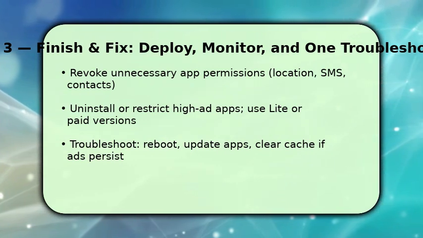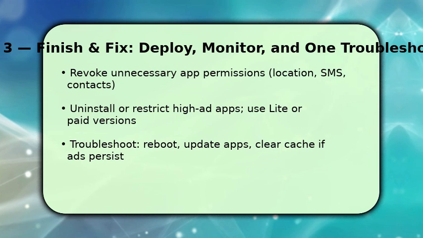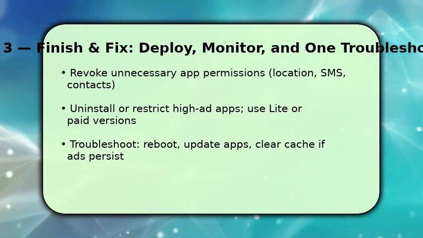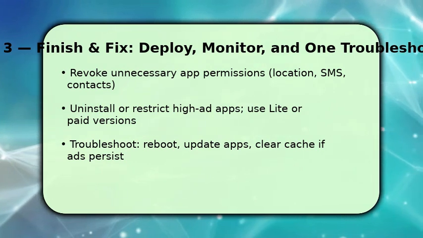Finish by tightening permissions and removing ad-heavy apps. You should revoke location, SMS, and contact permissions for apps that don't need them. This cuts targeting signals. Uninstall or replace apps that show excessive ads. Consider light or paid versions which remove ads entirely.